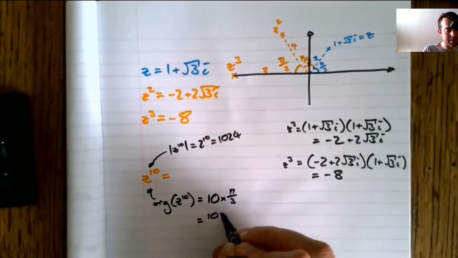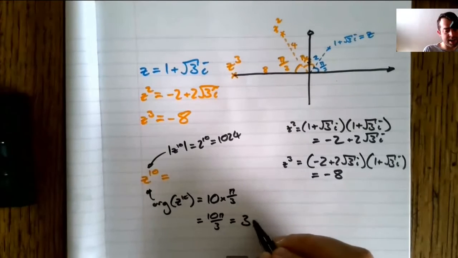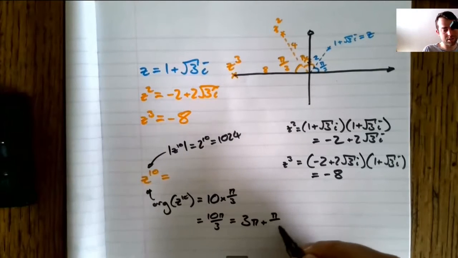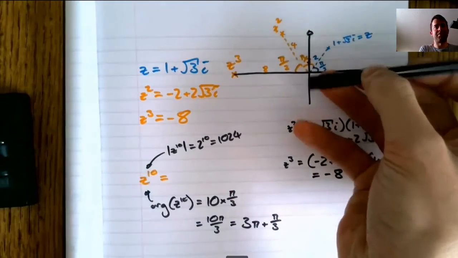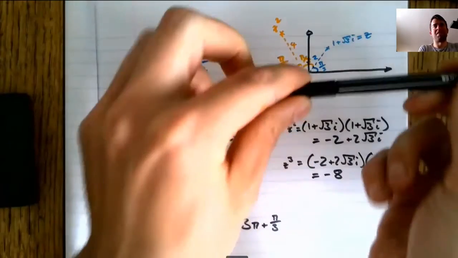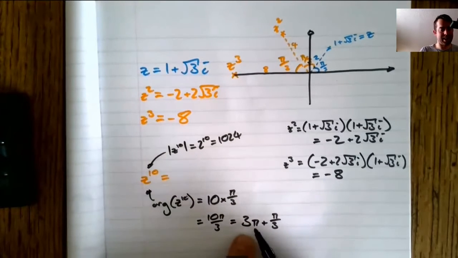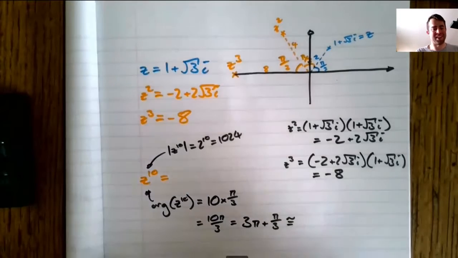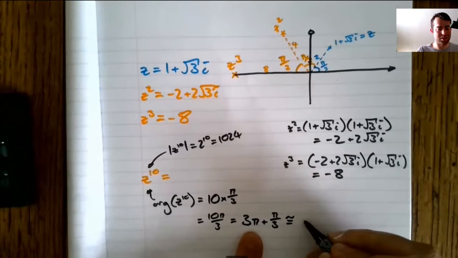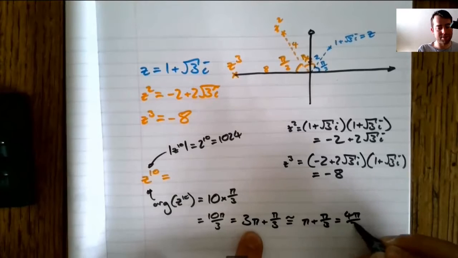10 pi by 3, let's figure out where that would be. Well, 10 pi by 3 is like 3 whole pi plus another pi by 3. And every time we travel 2 pi around, we end up in the same place. So this is equivalent to, I'm going to use this symbol because these two values aren't equal, but this symbol can mean this, just 1 lot of pi plus pi by 3, so 4 pi by 3.